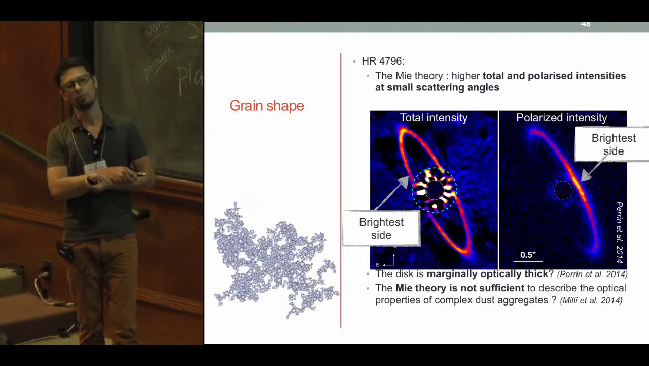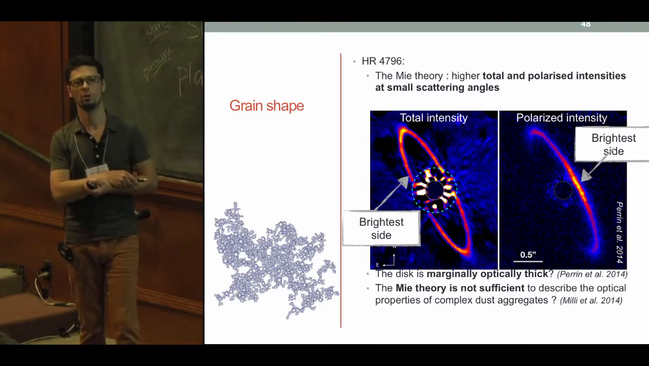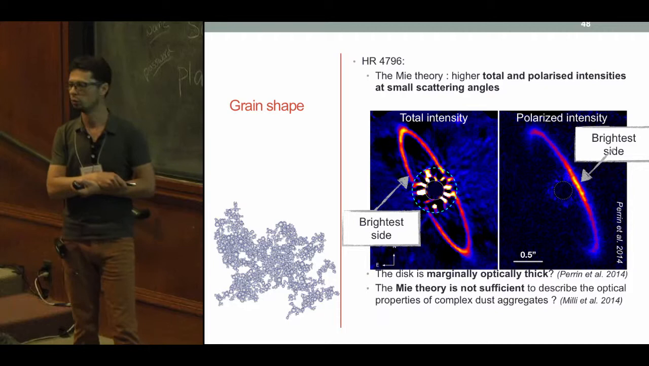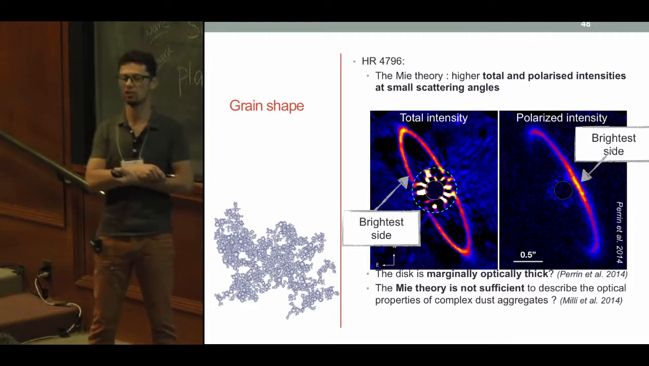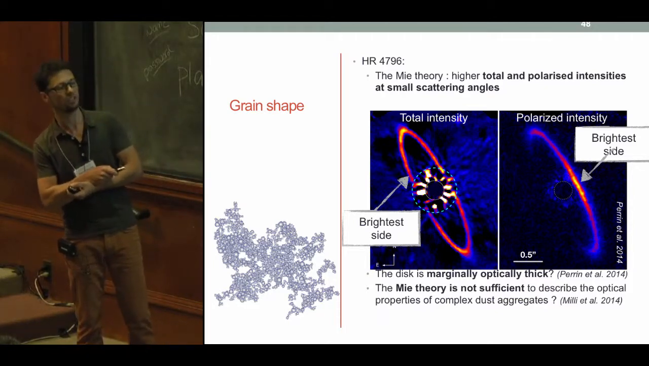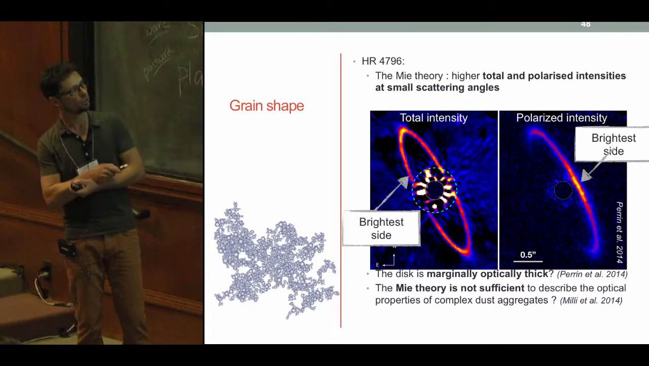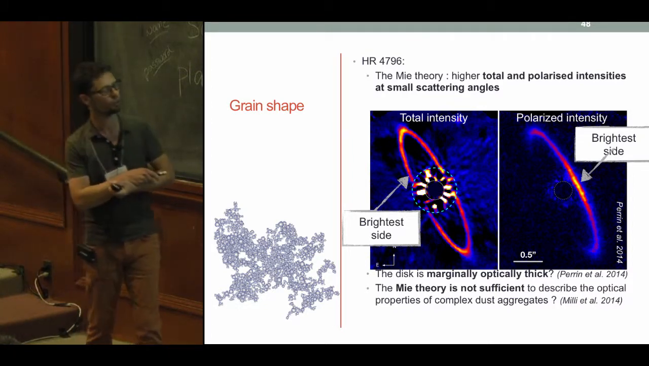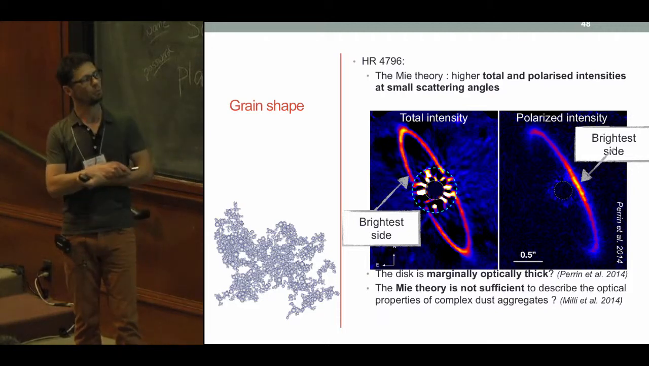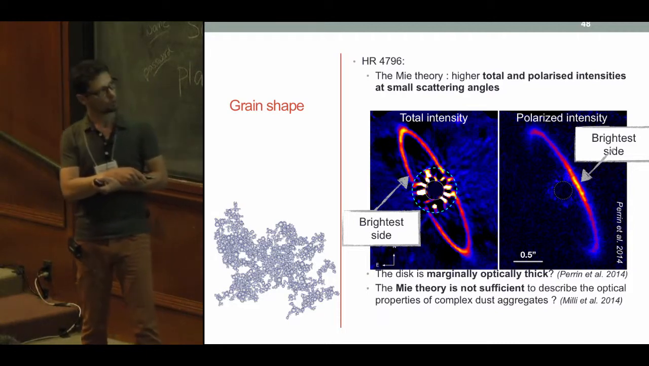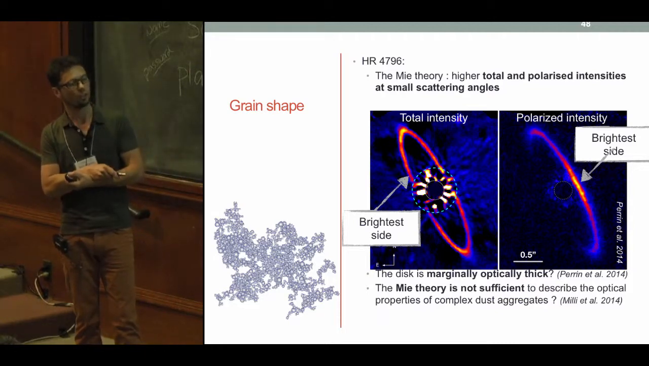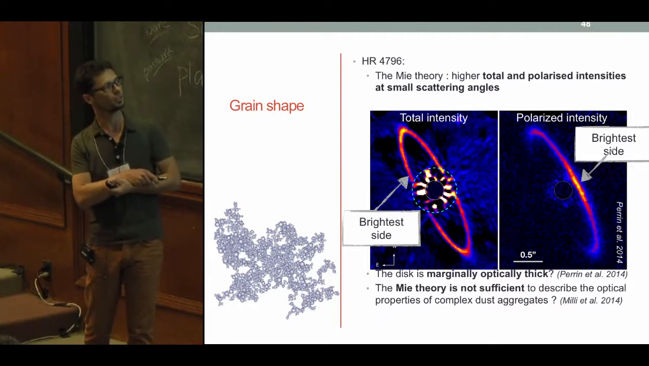Basically because it's really hard to imagine that the grains are actually spherical. If you look at grains which have been collected in the solar system, they look much more like this, with probably multiple scattering inside the grain itself before it is scattered toward the Earth. So you could imagine that it completely changes the shape of the scattering phase function, for instance. All right, so there is a lot of work to be done, I think, on this side.